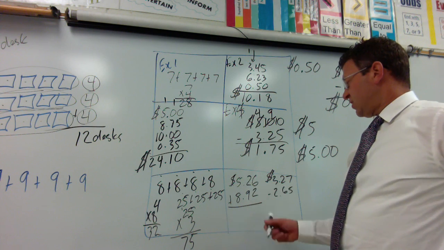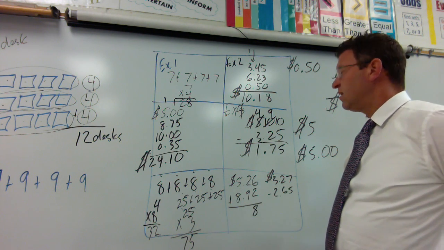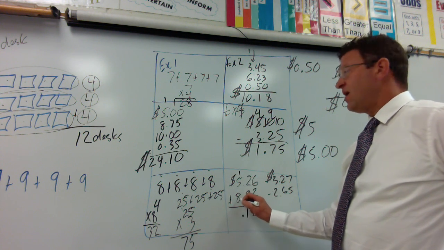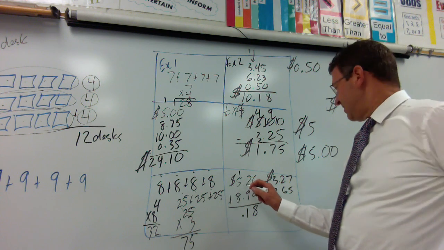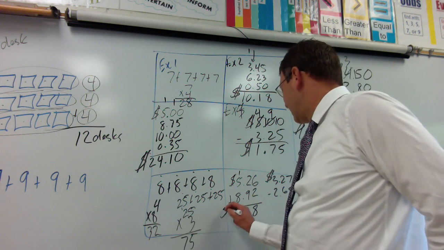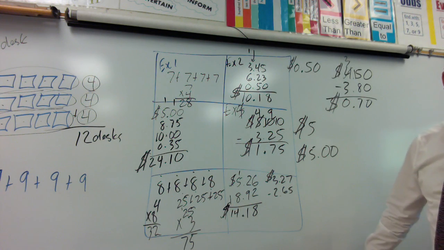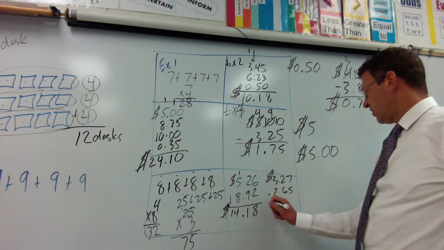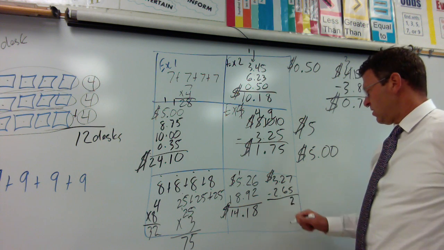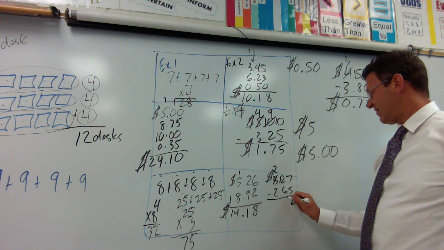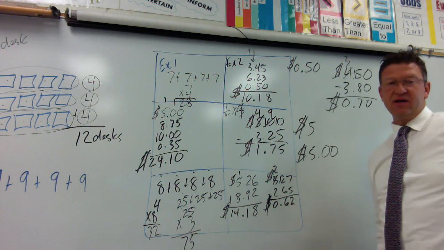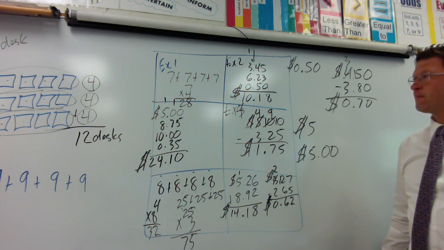Let's add first. 6 plus 2 is 8. 9 plus 2 is 11. 1 down, 1 up. Bring my decimal point down. 8 plus 5 is 13. Plus 1 more is 14. Do I need a dollar sign? You bet. $14.18. All right, let's take a look at our subtraction problem. 7 minus 5. Can we do that? Yes. Bigger numbers on top. 7 minus 5 is 2. Cross out the 3 and make it a 2. 12 minus 6 is 6. 2 minus 2 is 0. Dollar sign, 62 cents.